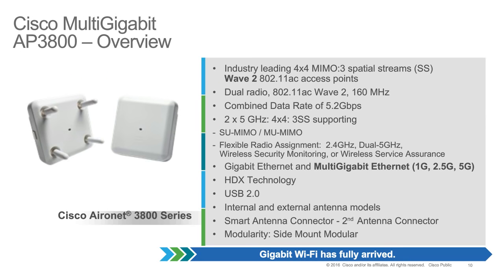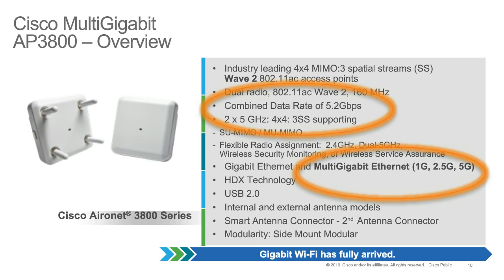The other thing that we have announced recently, but is not quite shipping yet, but real soon now, is the Cisco MultiGigabit AP3800. This is a very interesting AP. There's lots of material online. I'm not a wireless guy, so I'm not going to go into gory detail here. But the point I'll make is that we claim a combined data rate for this AP of 5.2 gigabits a second, and it supports multi-gigabit Ethernet at 1, 2.5, and 5 gig. So this model will be hitting the market really soon.